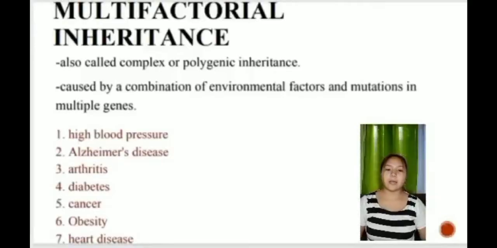Multifactorial inheritance, also called complex or polygenic inheritance, is caused by a combination of environmental factors and mutations in multiple genes. The term polygenic can have a different meaning, including genetic effects that arise from the interaction of multiple genes. It can be said that polygenic inheritance involves traits that are determined by many genes at different loci without the influence of the environment.